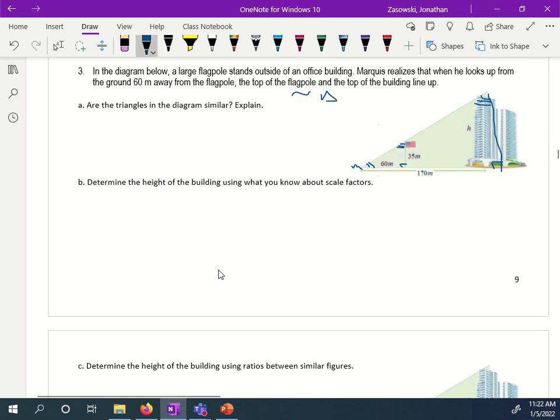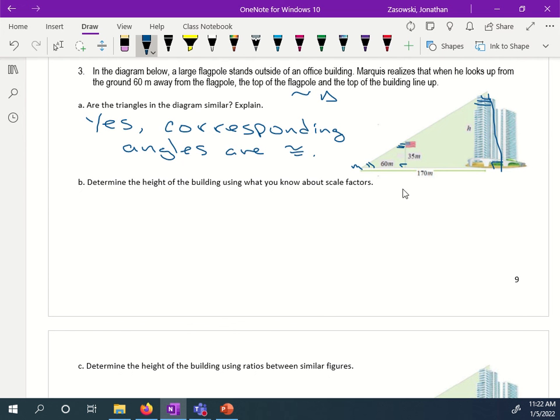Now, what I want you to see, though, is a few things. Number one, for letter A, it says, are the triangles similar? We can say yes. Okay? Why are they similar? Because their corresponding angles are congruent. Because the building and the flagpole are standing straight, creating parallel lines. Okay? And then we have our corresponding angles that are equal and a shared angle.